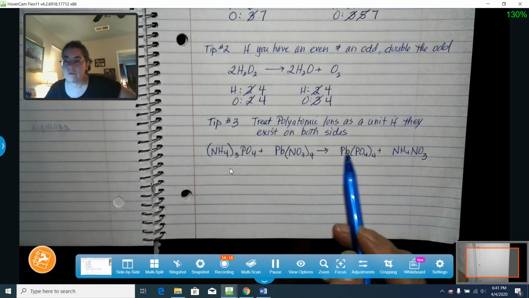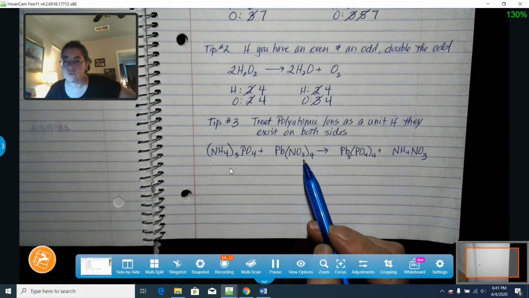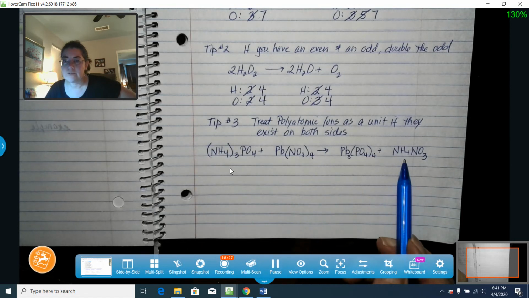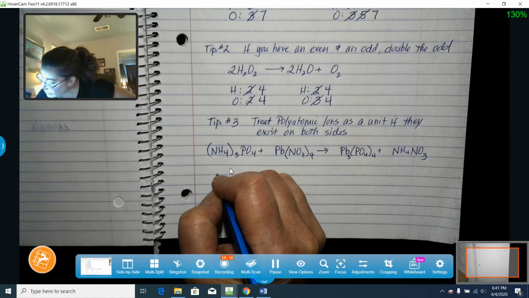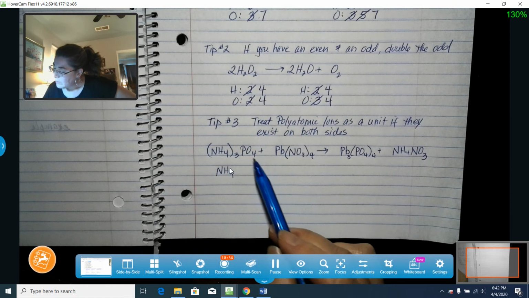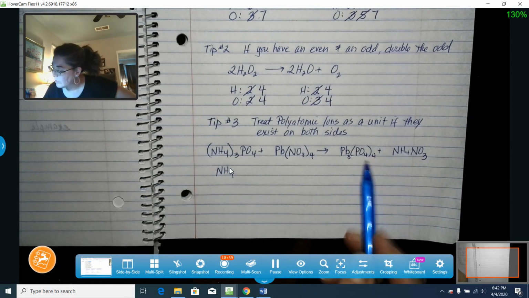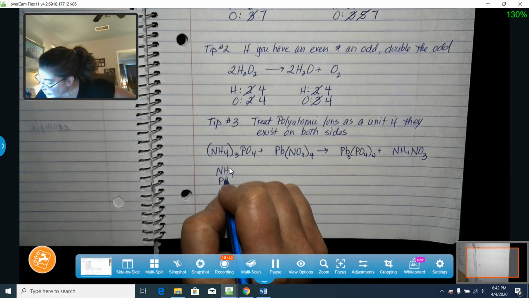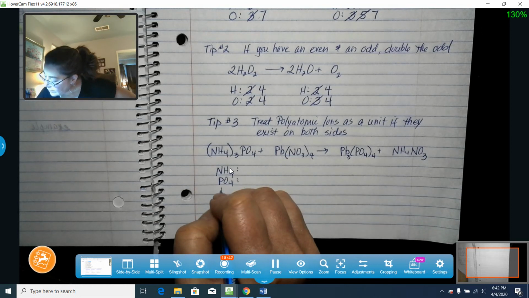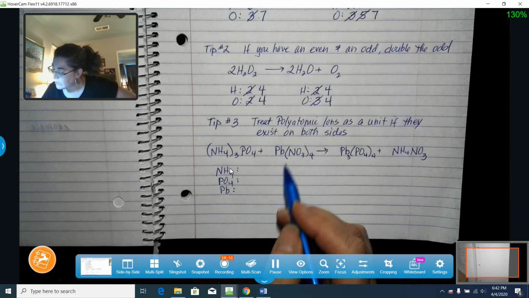How can you tell off the bat if you have polyatomic ions? The parentheses here give you a clue. Okay, so I have NH4 in parentheses here, and it exists there on that side. So I am going to list that as a unit. Okay, and then PO4, it's over here as well. That is a polyatomic ion. It's actually called phosphate. So I'm going to list that. Okay, and then next I have lead. Lead is not a polyatomic ion. Poly meaning more than one atom, so it's just a single ion.